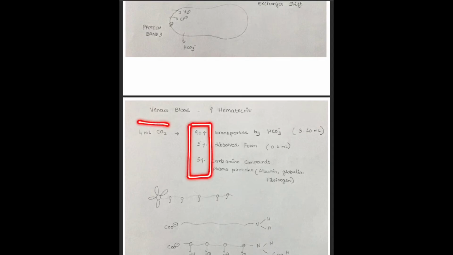So out of 4 ml, how much is transported by bicarbonate? It is 3.60 milliliter. Out of 4 ml, how much is transported in dissolved form? It is 0.2 milliliter, and the remaining is transported by carbamino compounds or plasma proteins. Now, how is carbon dioxide transported from blood into the lungs?